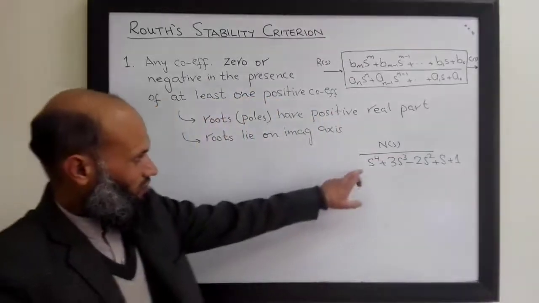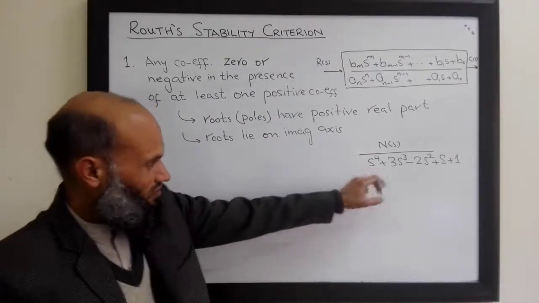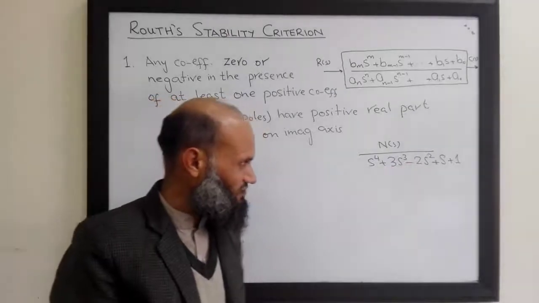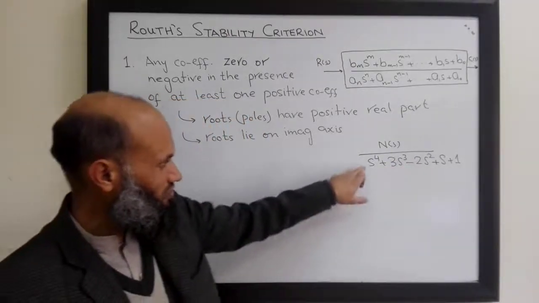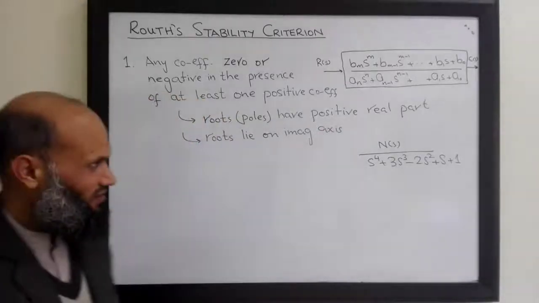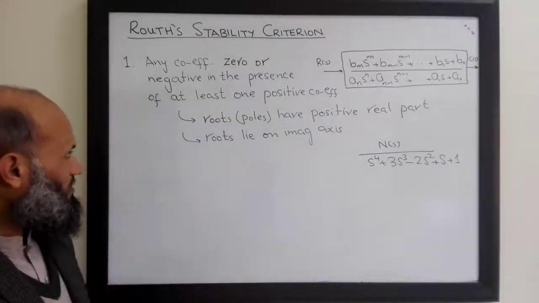so here you have a fourth order polynomial. There is one coefficient which is negative in the presence of some positive coefficients. So without computation of the roots of this denominator polynomial, you can quickly say that this system is unstable.